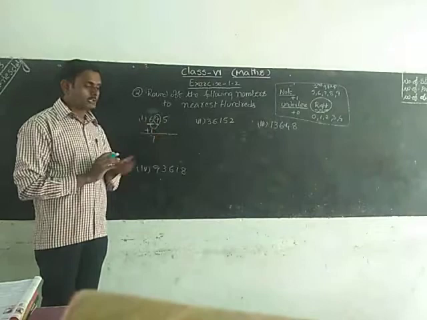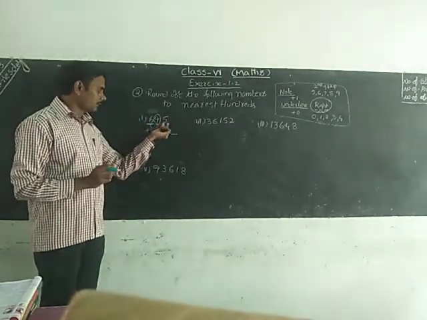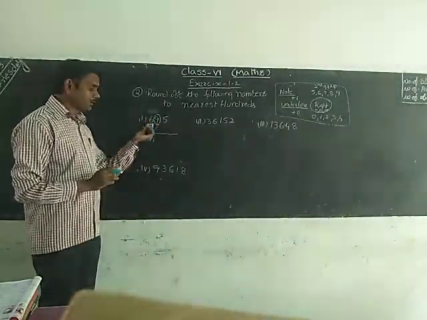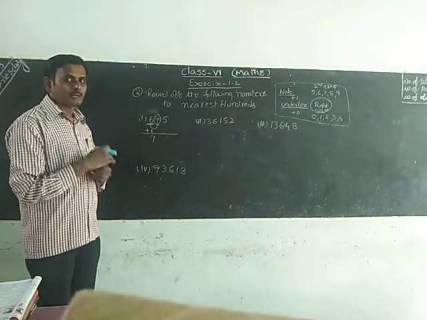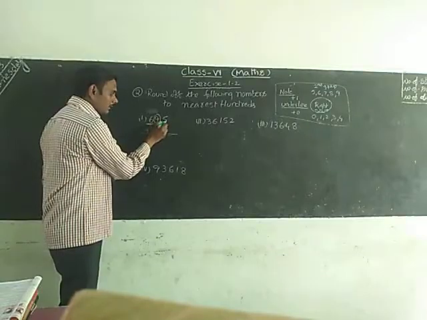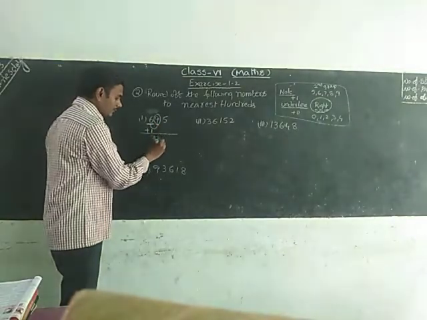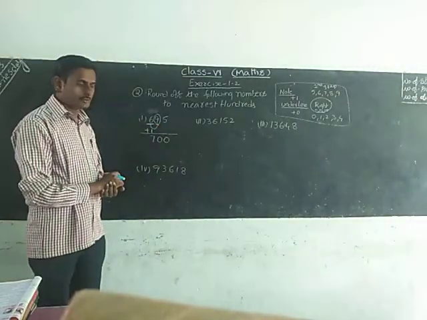On the right side, how many digits are there for the underlined number? 1, 2. After the underlined number, as many digits as are there on the right side, that many zeros you have to write. 2 digits are there on the right side, so 2 zeros you have to write.